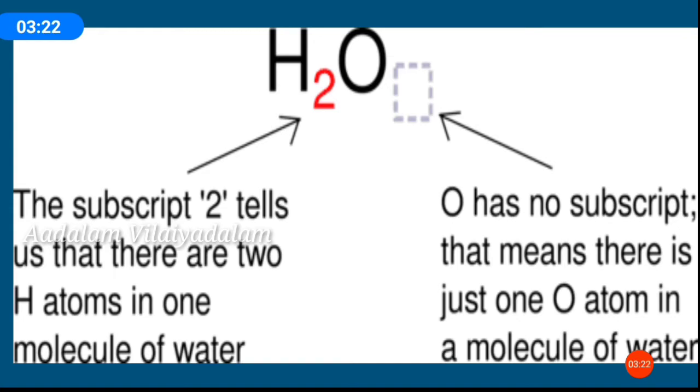The number 2 given after the hydrogen as a subscript says that there are 2 hydrogen atoms in a water molecule. There is no number after the symbol O. It says that there is only 1 oxygen atom in water. So the chemical formula tells us the types of atoms and the number of each atom in one compound.